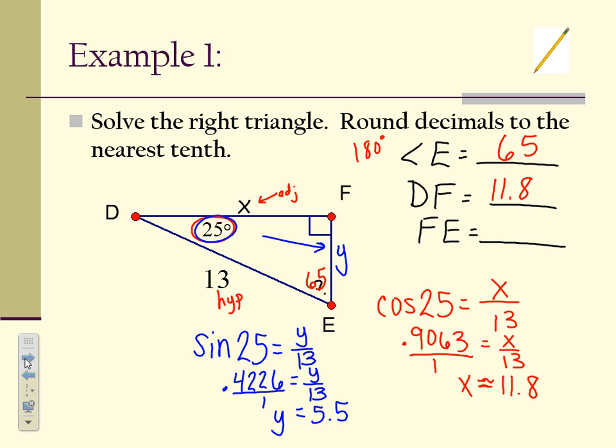So I'm going to fill in my missing blank here. F to E is about 5.5. So now we could say what each of the 3 sides are. We have an 11.8, a 5.5, and a 13. And we also know what each angle on that triangle is, a 25, a 90, and a 65-degree angle. So this is what it means to solve a right triangle, to find anything and everything that's missing.